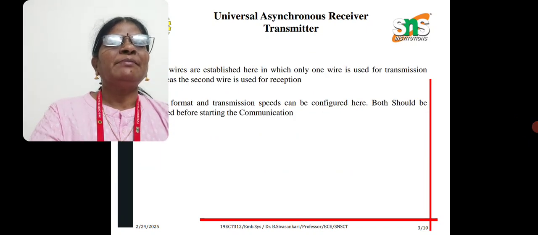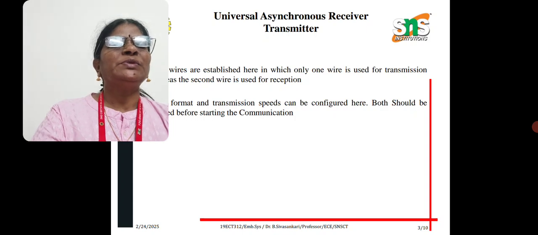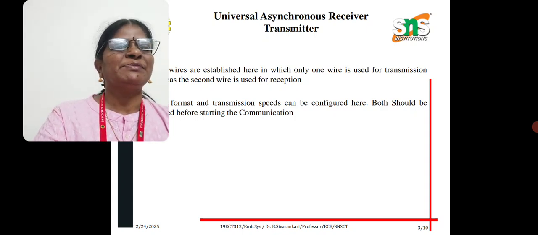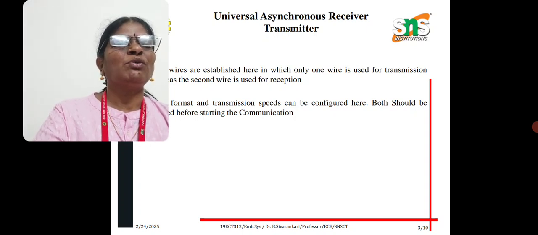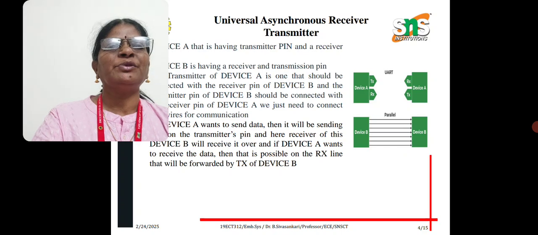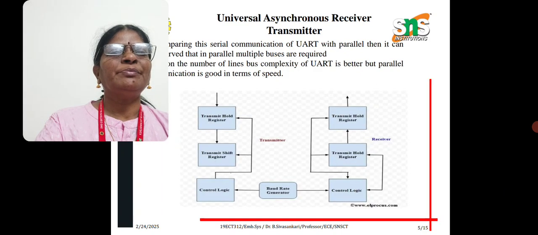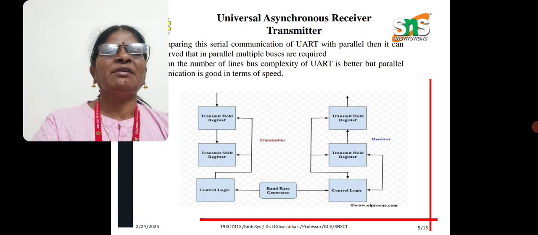So there are only two wires established here, in which one wire is used for transmission and the second wire is used for receiving. The transmission speeds can be configured here. Both sides should be configured before sending the data, once the communication starts. Okay. So before that we can see a block diagram here.